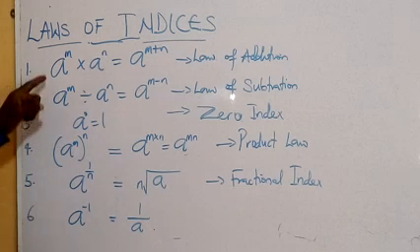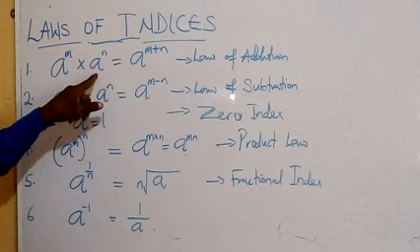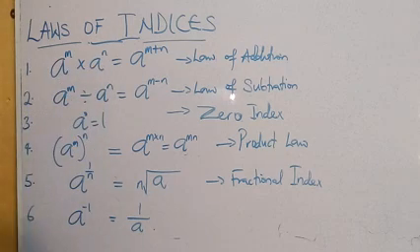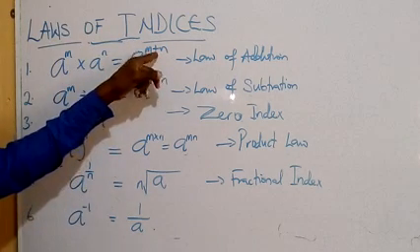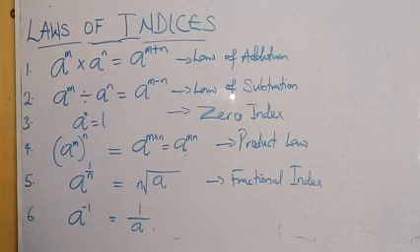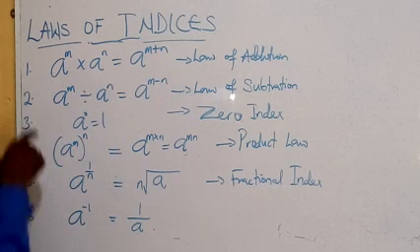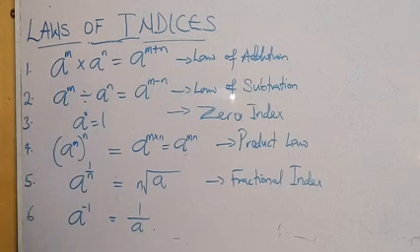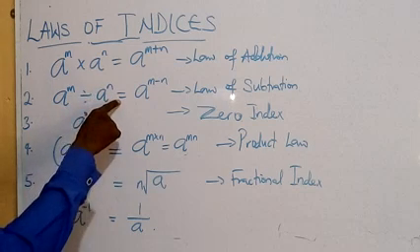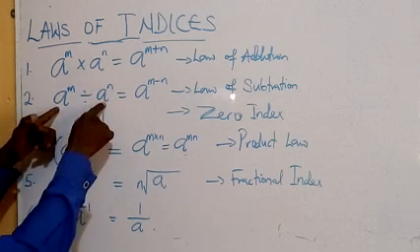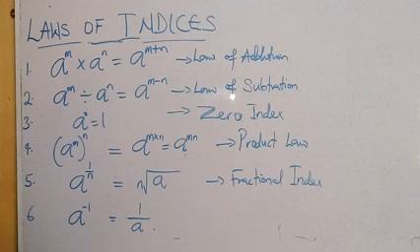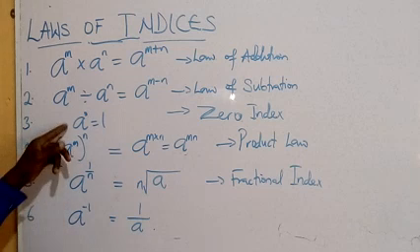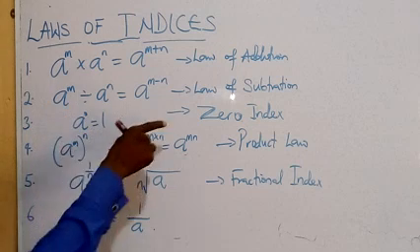Number 1: a power m multiplied by a power n equals a raised to power m plus n. The multiplication changed to what? Changed to addition. We call this the law of addition. The second one: base a raised to power m divided by base a power n. Since we have the same base, it becomes a raised to power m minus n. Law of subtraction. The third law: a raised to power 0. Anything raised to power 0 in mathematics is 1. So a power 0 equals 1. We call it zero index.